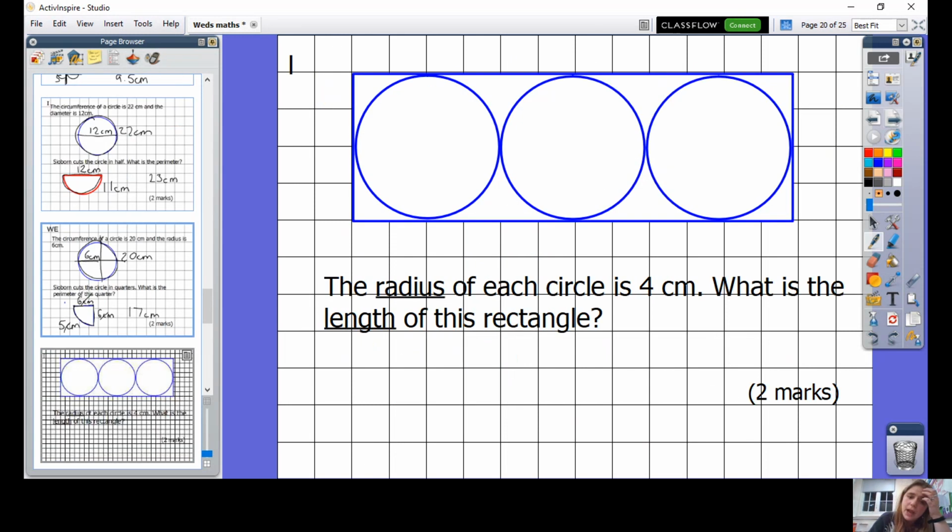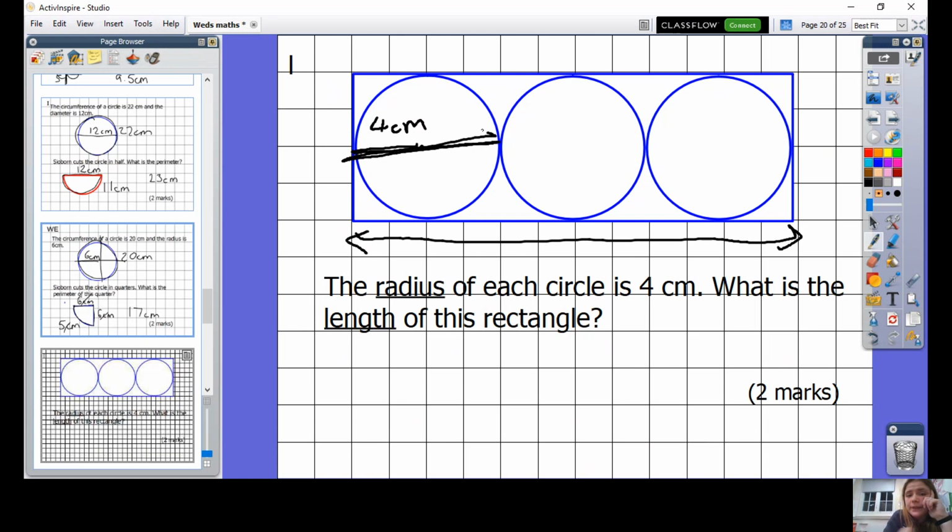Let's look at the next one. The radius of each circle is 4 centimetres. You need to quickly label the information you're given. The radius is 4 centimetres. What is the length of this rectangle? Well, I can see the radius isn't really going to help me much. Actually, the measurement I'm going to need is the diameter. If the radius is 4, the diameter will be 8 centimetres.